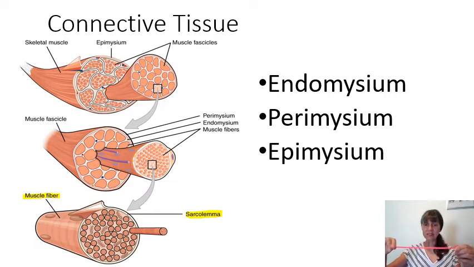Around each skeletal muscle fiber is dense irregular connective tissue called endomysium. Endo means inside.